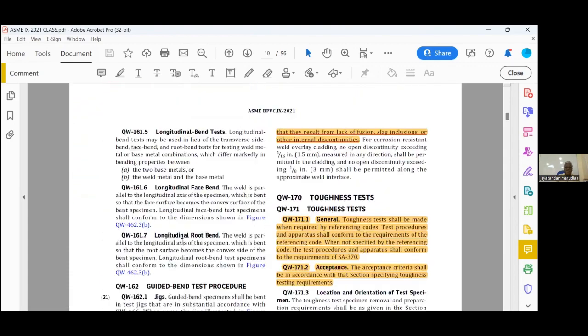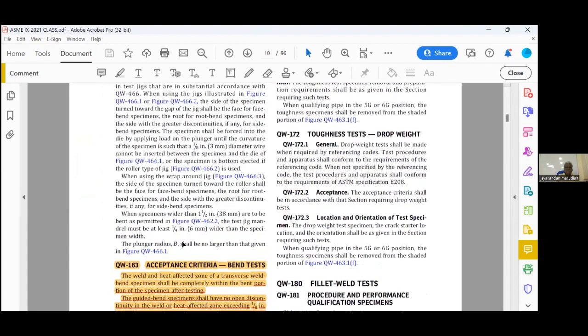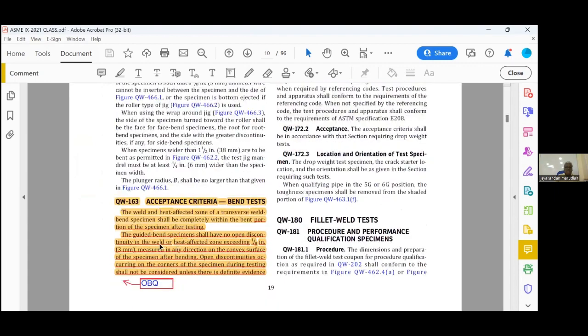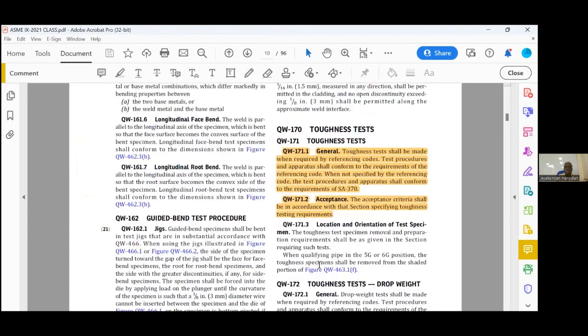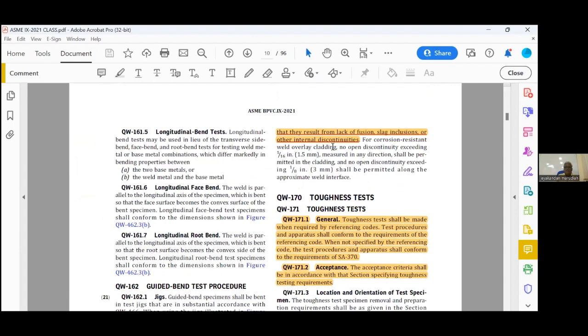Then bend test, next page, acceptance criteria, page number 19, second paragraph. The guided bend specimen shall have no open discontinuity in the weld or heat affected zone exceeding 3 mm, measured in any direction on the convex surface. Open discontinuities occurring on the corners during testing shall not be considered unless there is definite evidence that they result from lack of fusion, slag, or so. Corner cracks without imperfection are acceptable.